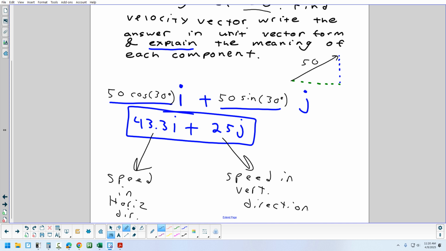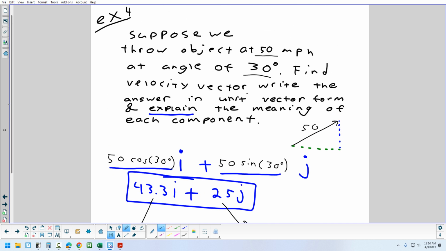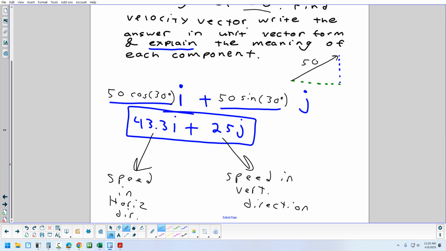Any questions on that? All right, so that's how you convert a velocity word problem into a velocity vector.